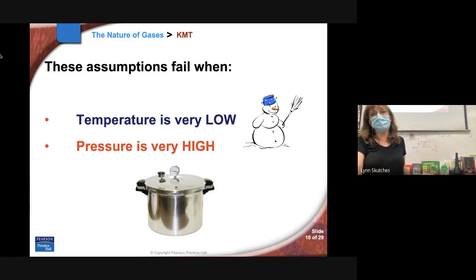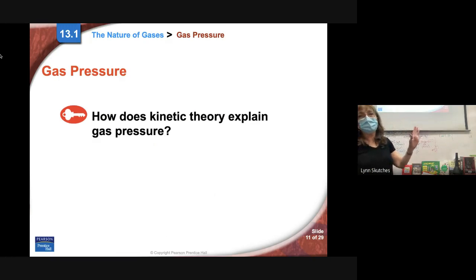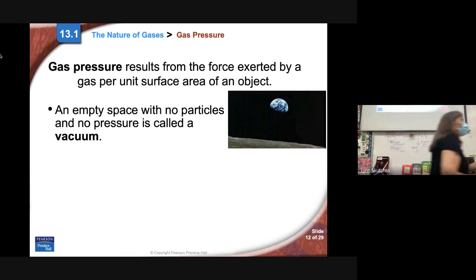Really, really big pressure, really, really low temperature. Then our kinetic molecular theory doesn't work. For every condition that you're going to deal with, it works fine. So again, atmospheric pressure is a big deal.